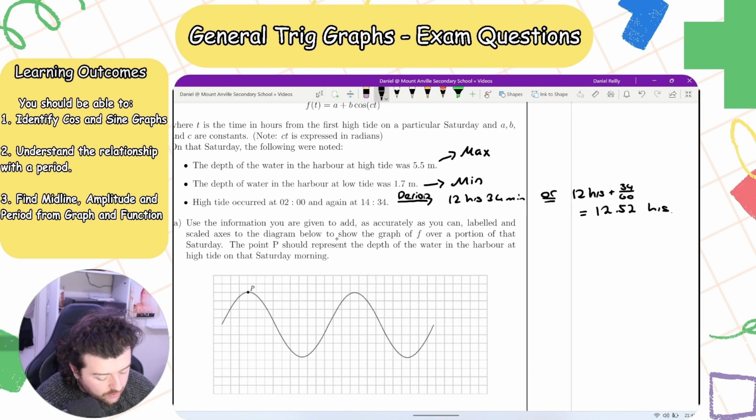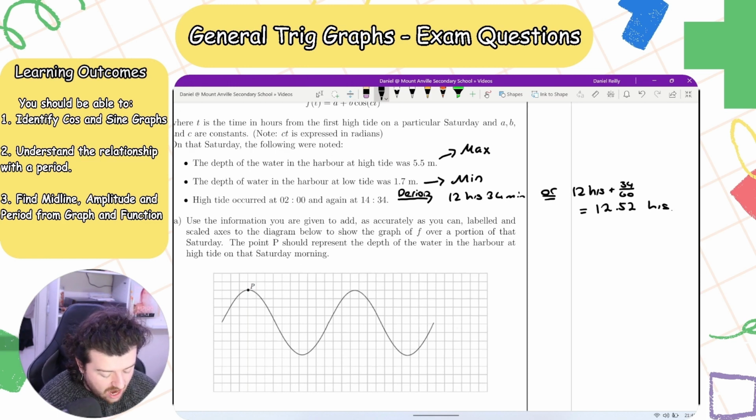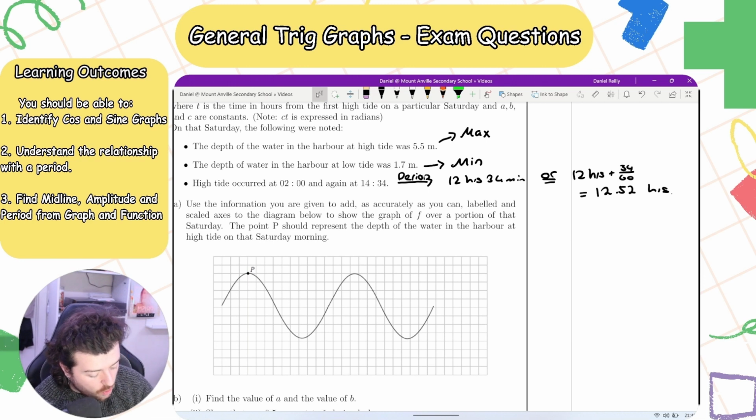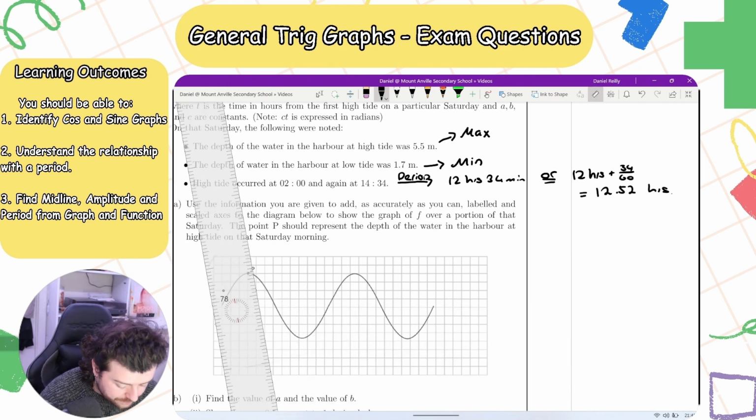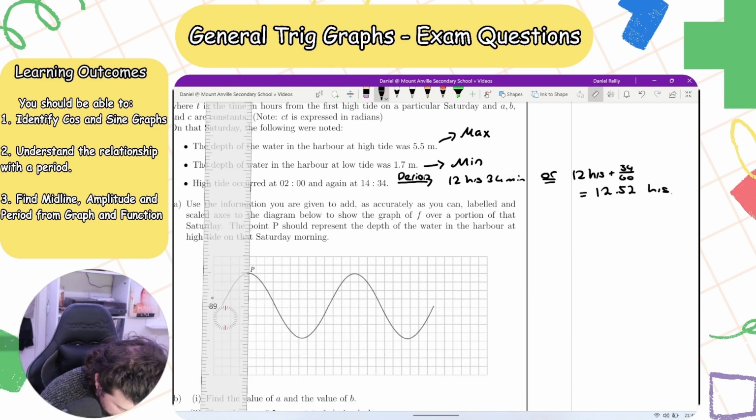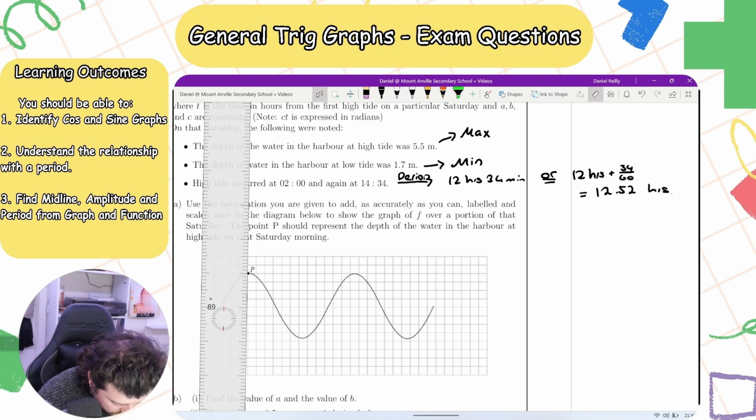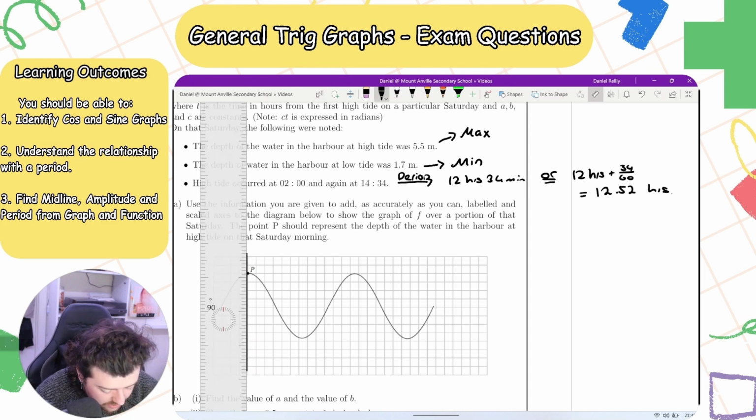Use the information you were given to add accurately labelled and scaled axes to the diagram below to show the graph of f over a portion of that Saturday. The point P should represent the depth of the water in the harbour at high tide on that Saturday morning. So I'm going to draw my y-axis in here. This is the start of my graph. We're starting my graph at high tide. That's what they said here in the question.